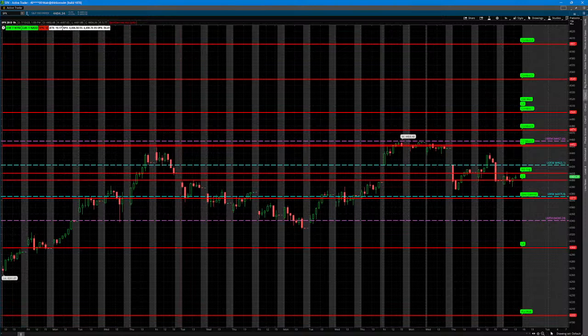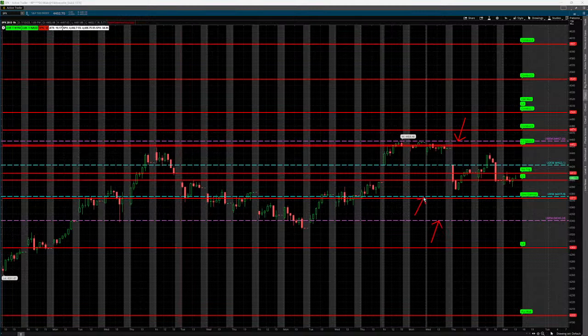Let me point out some other levels on this chart. First, the dashed purple lines are showing the lower and upper weekly expected move. This is for the week. This is from the options market. The dashed blue lines are showing the lower and upper daily expected move. Again, from the options market. SPX is trading well within both of those ranges in a very narrow trading range today.